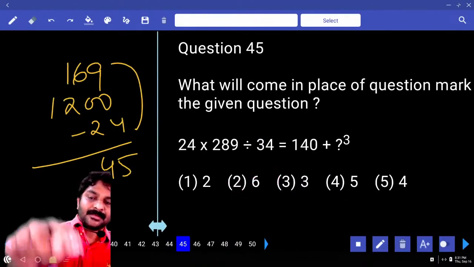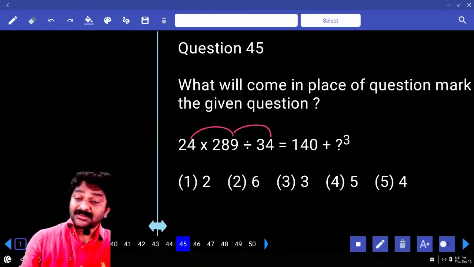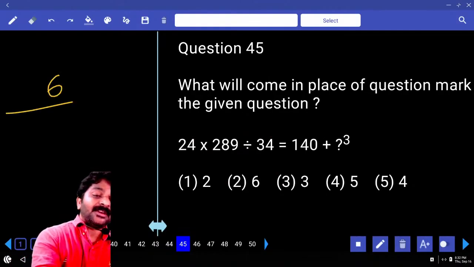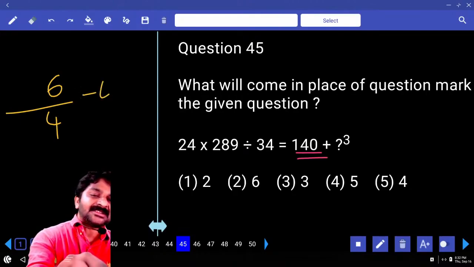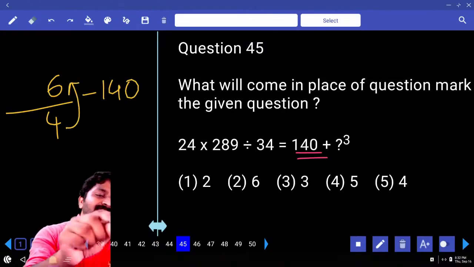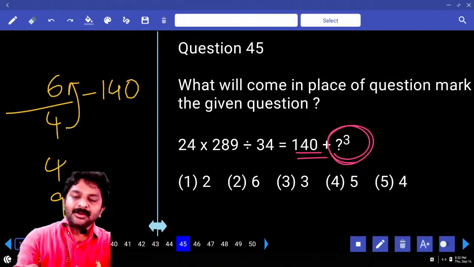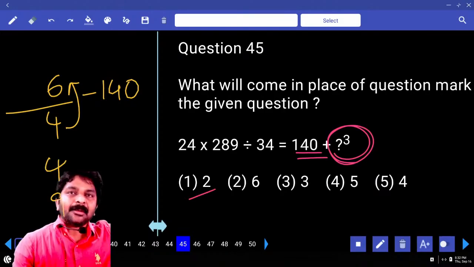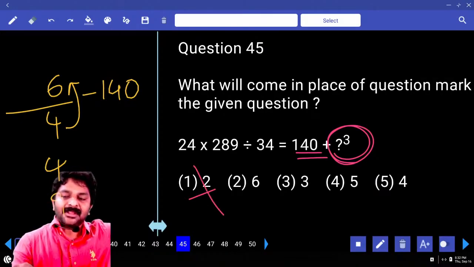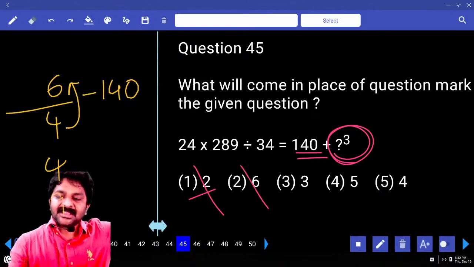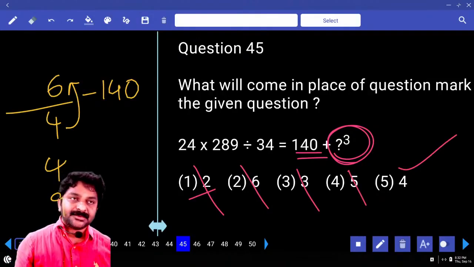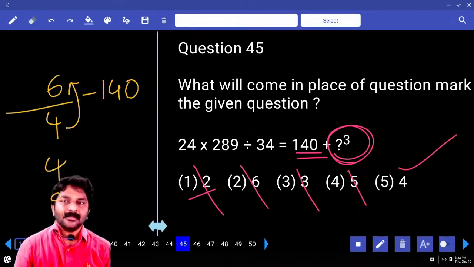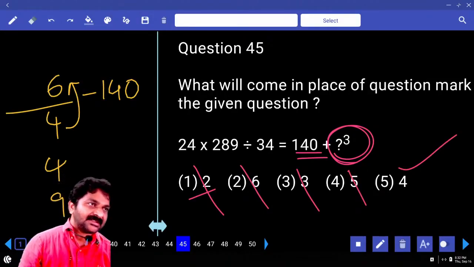Next. Sorry. Numerator ends with 6. Denominator ends with 4. And plus 140 will come to the left hand side, and it becomes minus 140 only. 4 into which number ends with 6? 2 cube ends with? But our possibilities are 4, 9. This cannot be your answer. 6 cube? 6 cannot be the one. 3 cube? 7. 5 cube? Fifth option, final answer. I just verified last digit verification.